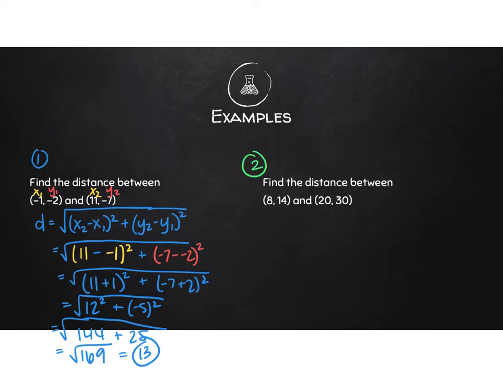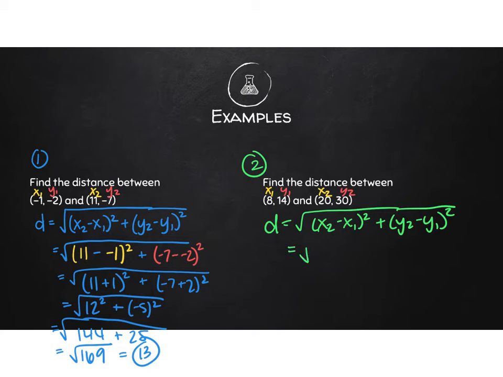So example 2. Again, we have our formula, d equals the square root of the change in x's, so (x2 minus x1) squared, plus the change in y, (y2 minus y1) squared. I like to label my points. So this is x1, and we'll call this one x2. Then we have y1 and y2. We're going to substitute into our formula.